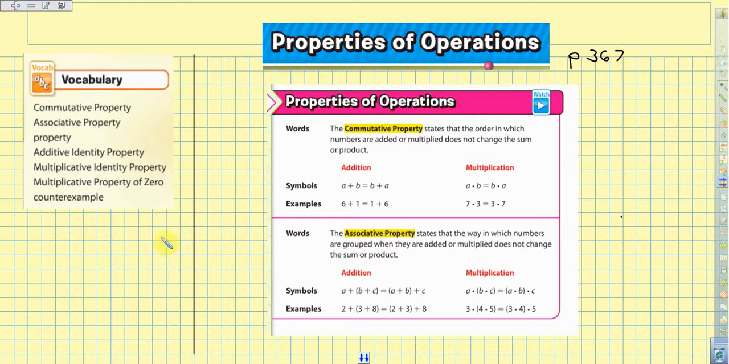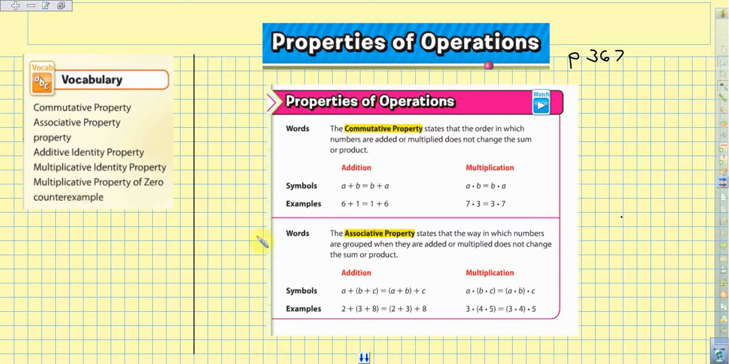So we have a few vocabulary words again. We have just a few lessons with a lot of vocabulary words, and then we're going to get into more of the types of equations and expressions. But right now we're in the lesson of lots of vocabulary words because we have lots of properties. Okay, so we have the commutative property, we have the associative property, we have the additive identity property, we have the multiplication identity property, and we have the multiplicative property of zero, or the property of zero.